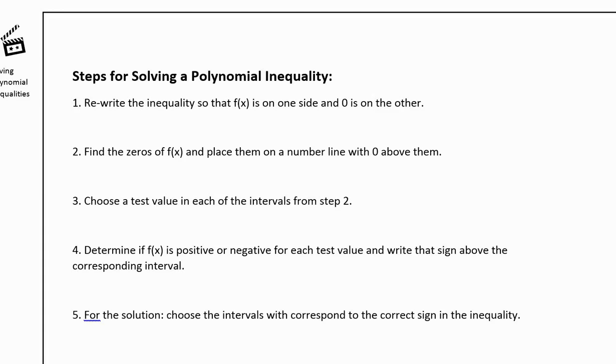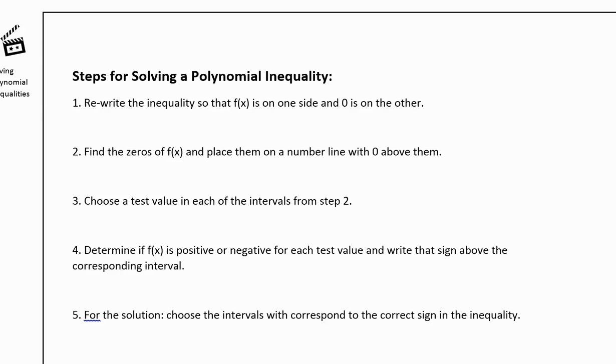Now we're going to talk about how we're going to solve polynomial inequalities, and we're going to do it in 5 steps. The first step, we're going to rewrite the inequality so everything is on one side and 0 is on the other. Next, we'll find the zeros of our polynomial and put them on a number line with 0 above them. Then we'll find a test value in each of the intervals.